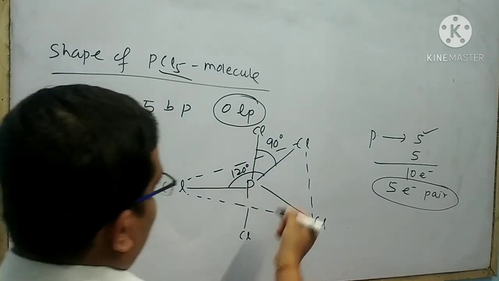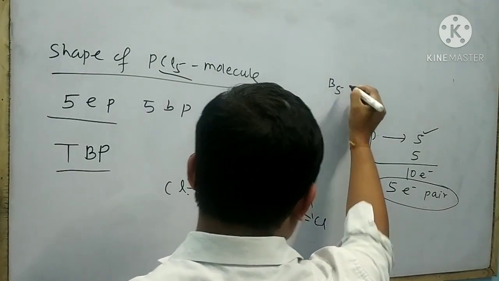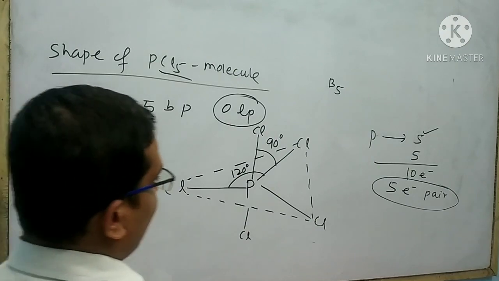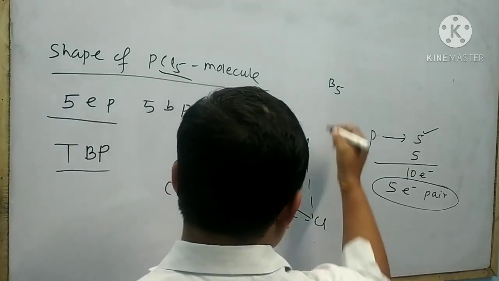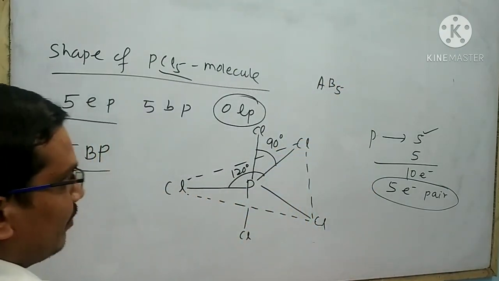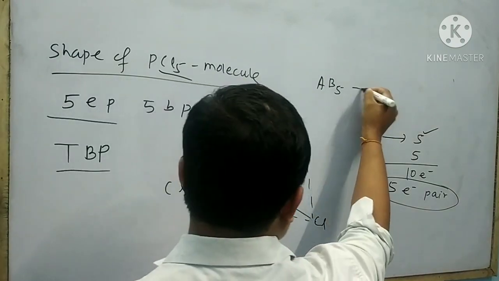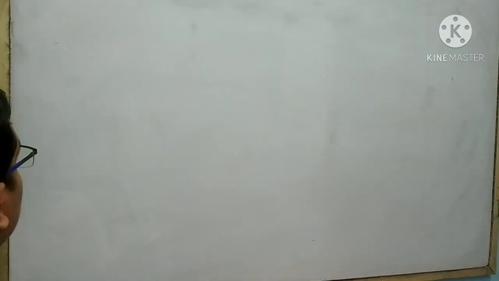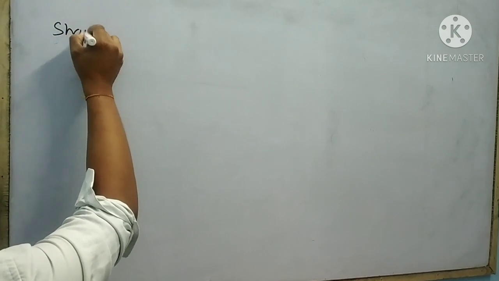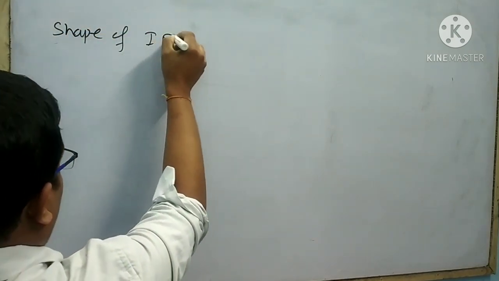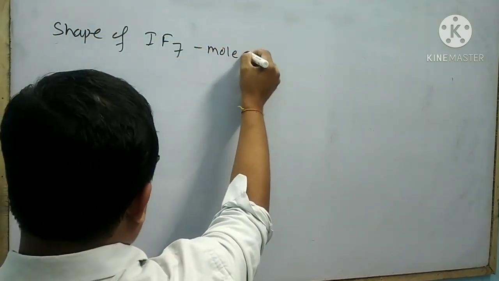In PCl5 molecule, there are 5 bond pair present. There is no lone pair. Suppose the central atom is A, then PCl5 belongs to AB5 type molecule. Next, I want to explain about the shape of IF7 molecule.